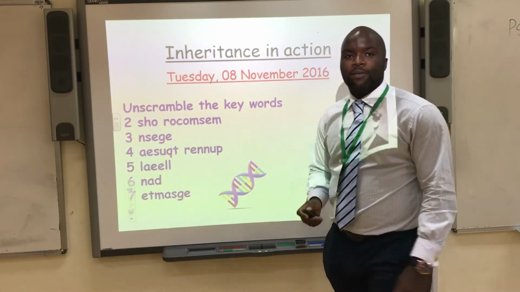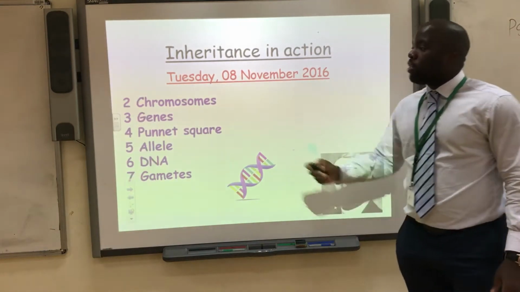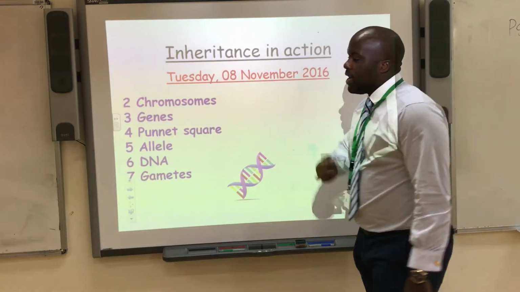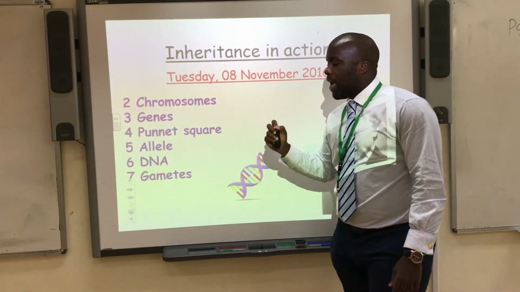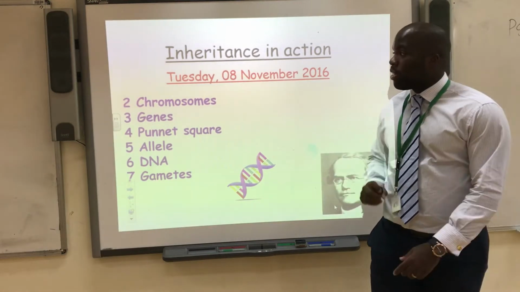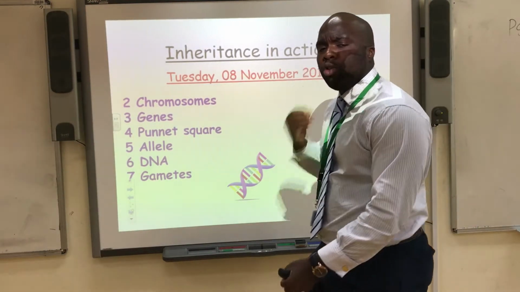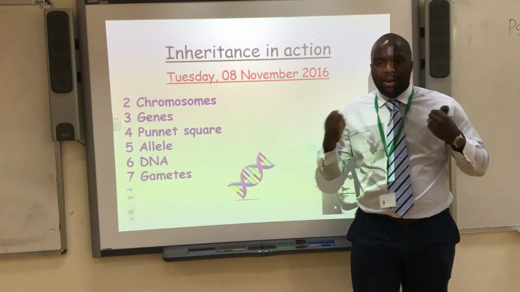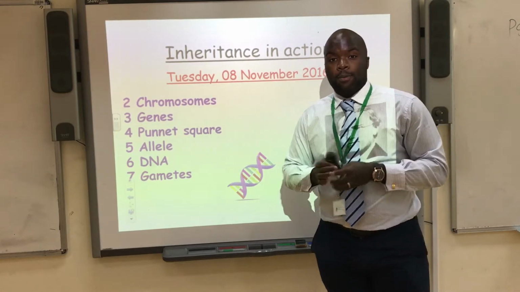Right, so hopefully you paused that video, so let's look at some of these keywords. The first one was chromosomes, then we had genes, Punnett square, allele, DNA, and gametes. So what we want to look at is, how do you guys inherit genetic characteristics from your parents?